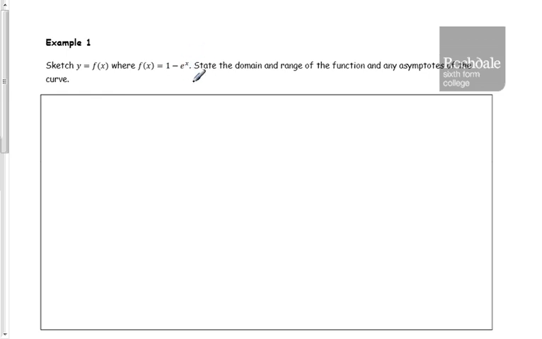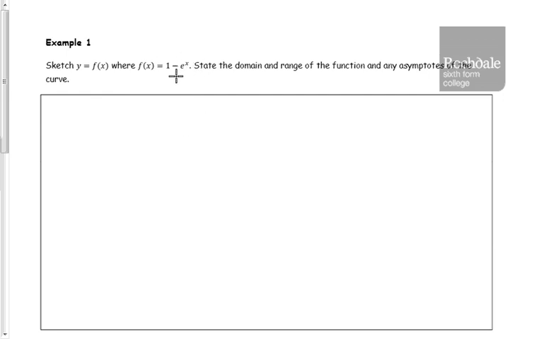From the previous notes, you should be familiar with this number e and the shape of the graph e to the x. It's just an exponential graph, and you should be familiar that e is a number approximately 2.8. So let's get this graph drawn. 1 minus e to the x. There's some transformations going on here.